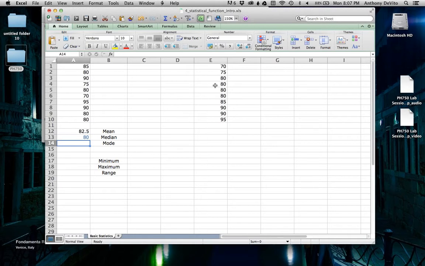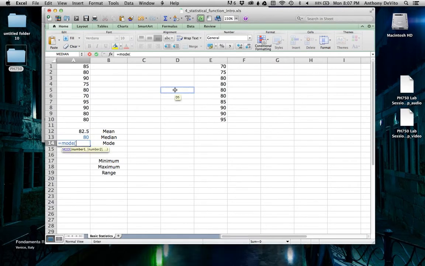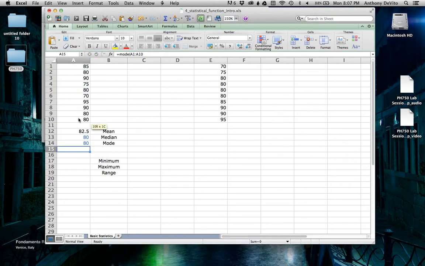What's the most frequent value if you look at it now sorted? 80. Let's see if it works. Equals, see if there's a function. MODE, parentheses, sure enough. And I'm going to take the mode of all these numbers, and it's 80, which is what we expected. Now, one of the things we were talking about is the range, the minimum and the maximum value. The maximum value minus the minimum value is the range.